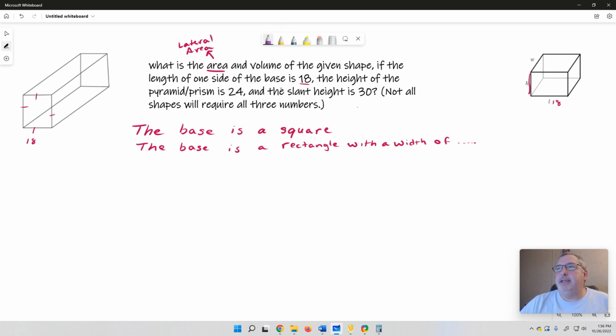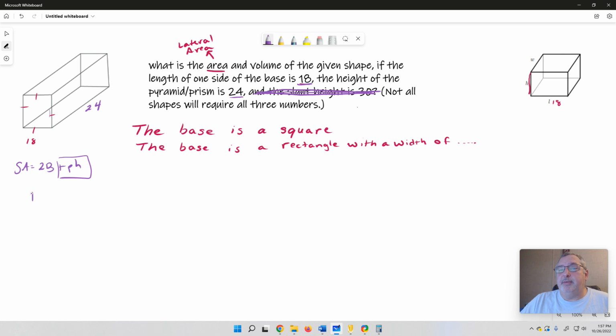We're given that the length of one side of the base here is 18, and again we're focusing on this first one right here. So that means all 4 sides are 18. We're told that the height is 24, and that's really all you need to know. Again, for prisms, we don't need this slant height, so we're just going to forget that it exists. To find the lateral area, it's pH, the perimeter times the height.